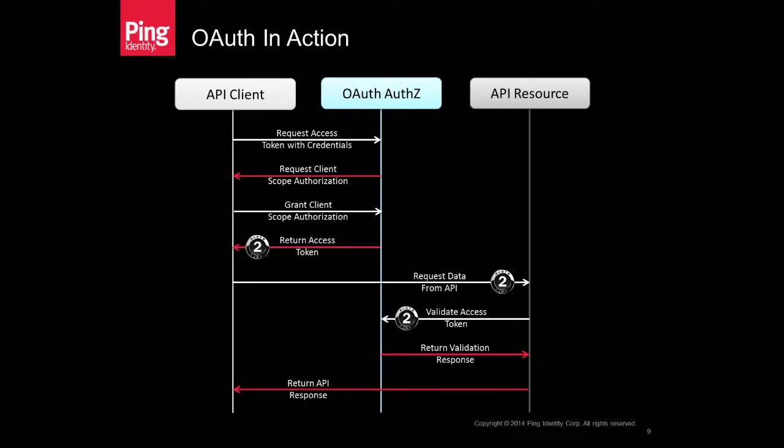Now it just uses and stores that access token, and every time it interacts with an API, it sends that access token. When the API gets the access token, it validates it back with the authorization server. The authorization server says, yes, this is a valid access token, and then the API returns information.